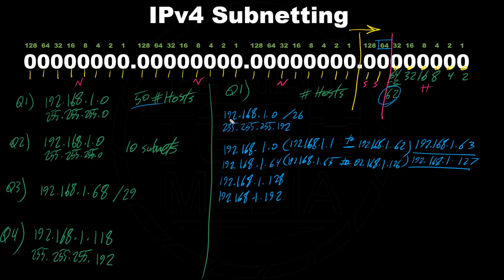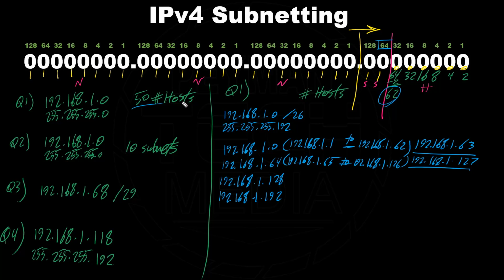So the network address of 192.168.1.0 with the subnet mask of 255.255.255.192 will give us 4 subnets. Each subnet can have up to 62 available IP addresses. Quick recap, this was question number 1. In question number 1, they gave us a network address and the default subnet mask, asking for 50 hosts.